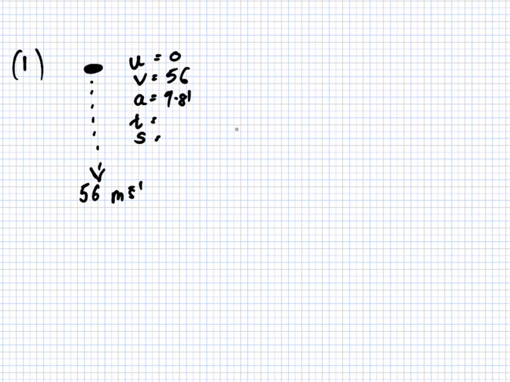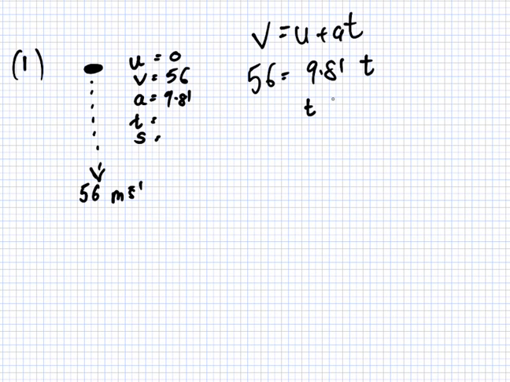My question is, what is the time? How long? Okay, so I shall use V equals U plus AT. V equals U plus AT, 56 equals 9.81 T, and that's what you did as well, Amanda, isn't it? So I'll trust that your answer is right. 56 divided by 9.81 is about 5.71 seconds, which you have in your book.